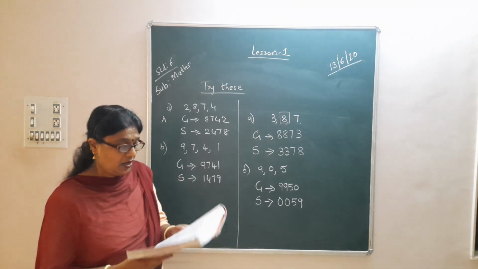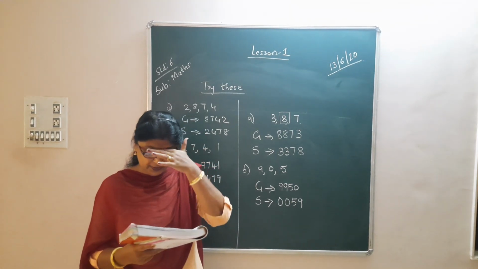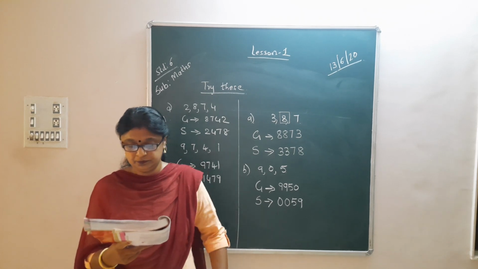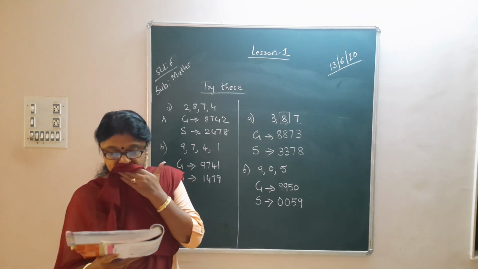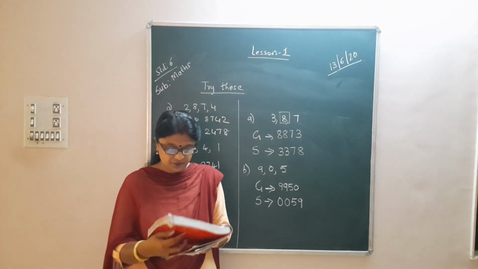Understood? Okay. So C and D, you have to do it by yourself. Okay. Now you cancel question number 3.